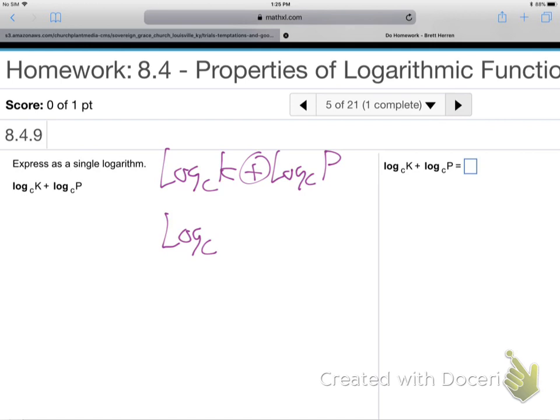So adding, an easy operation for 2 logs, becomes a harder job for only 1 log. It's going to become K times P, or just KP. It means multiply, if you don't have to put that symbol. You can just say log base C of KP. It means times when there's nothing in the middle. So that's good. Log base C of KP. You all good? Do you want to go with some different letters, Ajay? All is good? All right.